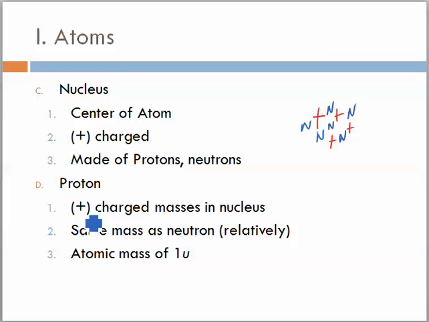The protons are positively charged masses in the nucleus. They have the same mass as a neutron relatively, and they have an atomic mass of 1 U, meaning they're 1 unit.